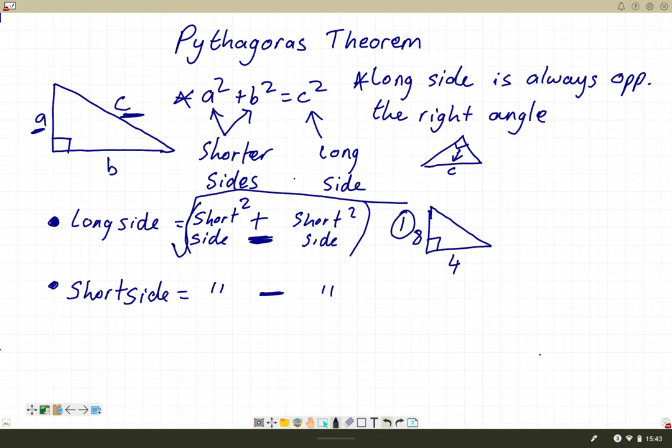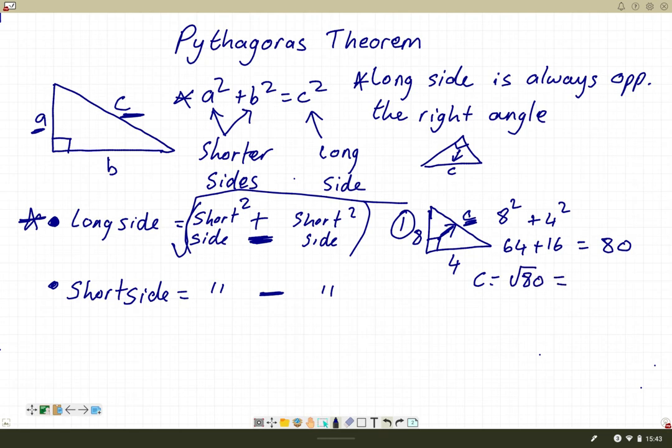In my head, I ask myself, am I trying to find a long side or a short side? Opposite the right angle, that's the long side, is missing. So I know I'm trying to find a long side, so I'm going to add. I'm going to do 8 squared plus 4 squared. I get 64 plus 16, which gives me 80. Now to get C, all I need to do is square root 80 and get my answer.